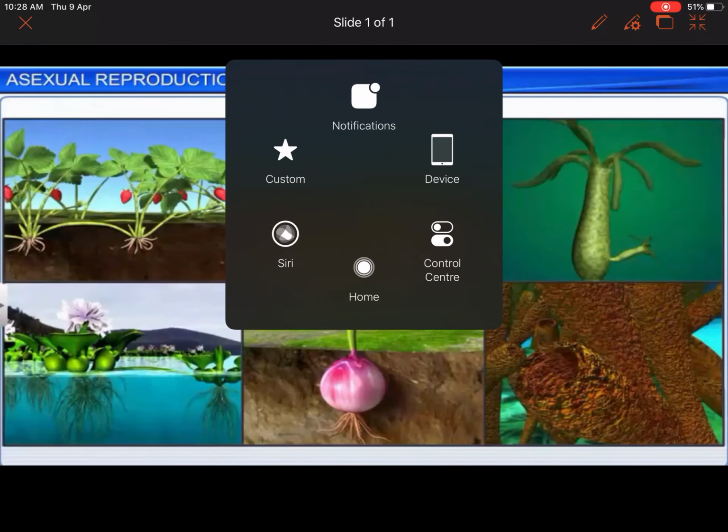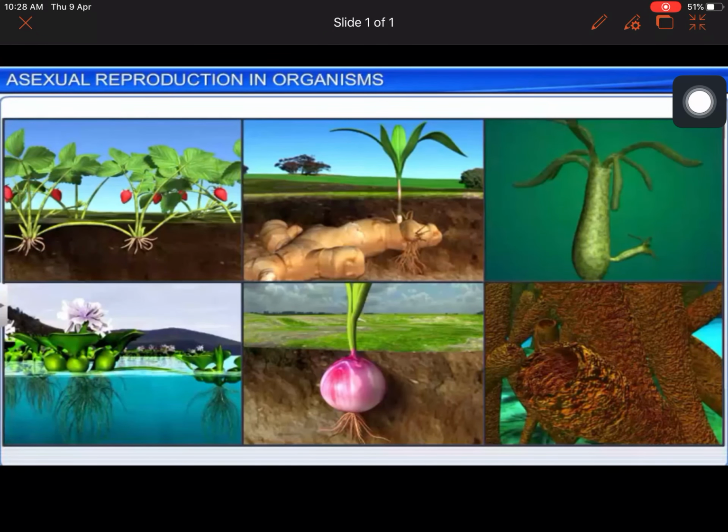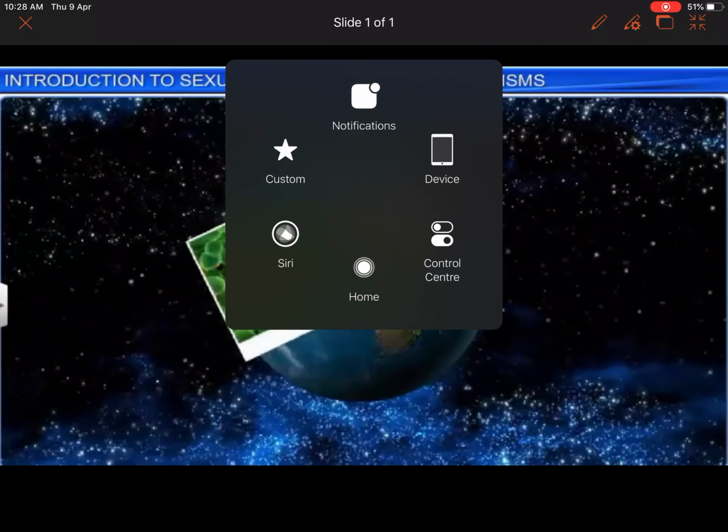Asexual reproduction, an important biological process that ensures continuity of life, occurs differently in different organisms. Reproduction.